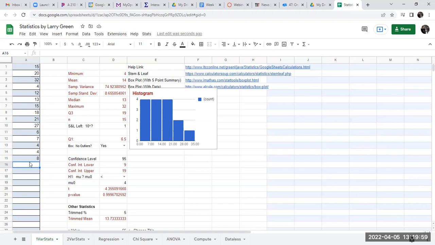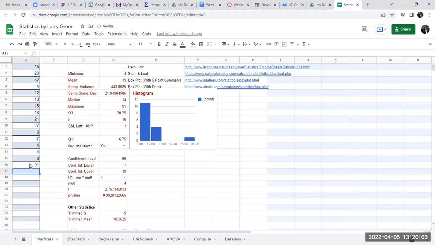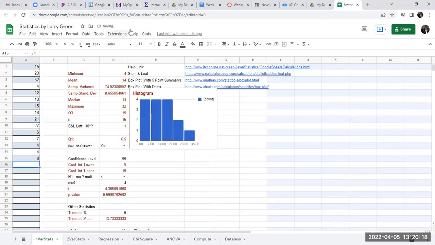Let's even throw in a number, and it has an outlier. Because I just put in an outlier, and that's obvious from just looking at it. Histograms are really good for showing the shape of the distribution. There are other things you can do. I'm going to get rid of the 91 because that's not very realistic.